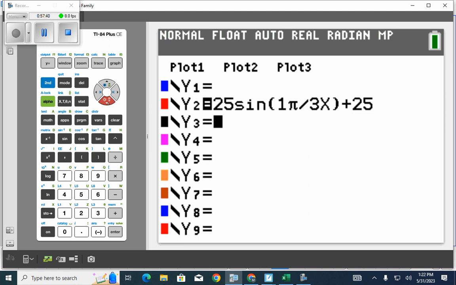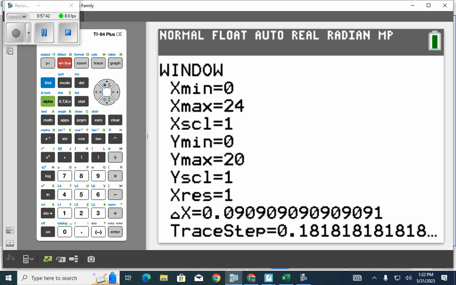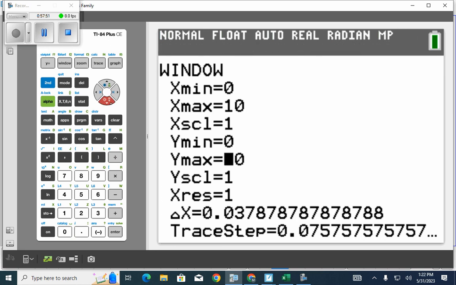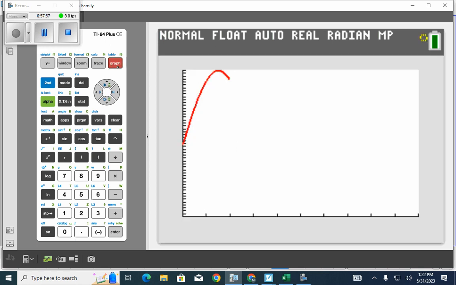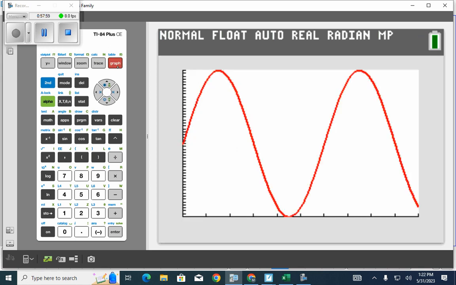Okay, window settings. We know we need to go only for 6 seconds. So I'm just going to go for 10, just so it's rounded up. And we know we need to go up to 50, right, for the height of our tire. There we go. That nail's going around.